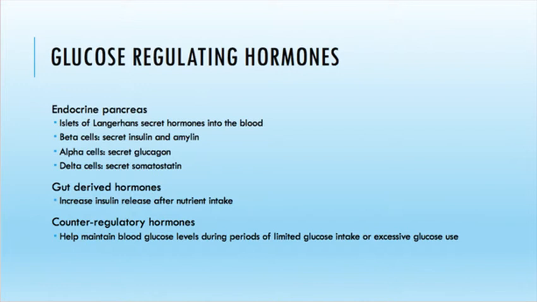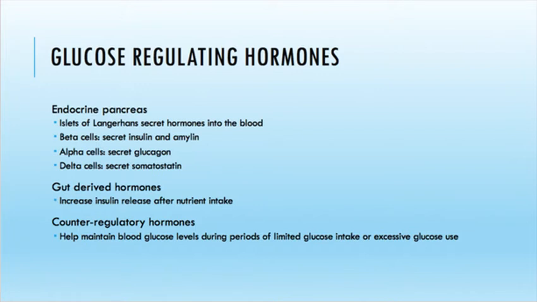Glucose is regulated by a few different hormones coming from the endocrine pancreas, gut-derived hormones, and there are counter-regulatory hormones. So for the endocrine pancreas, it is the islets of Langerhans, and they secrete hormones into the blood. The islets is actually only about 1 to 2% of the pancreas. These beta cells are what secrete insulin and amylin. So there's alpha cells that secrete glucagon, and delta cells secrete somatostatin.